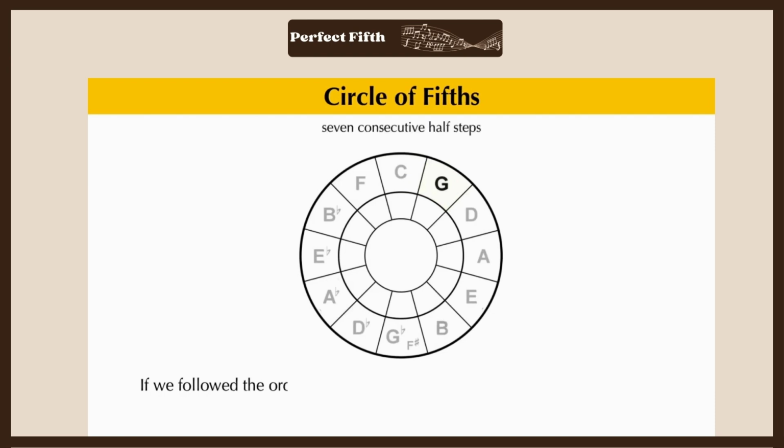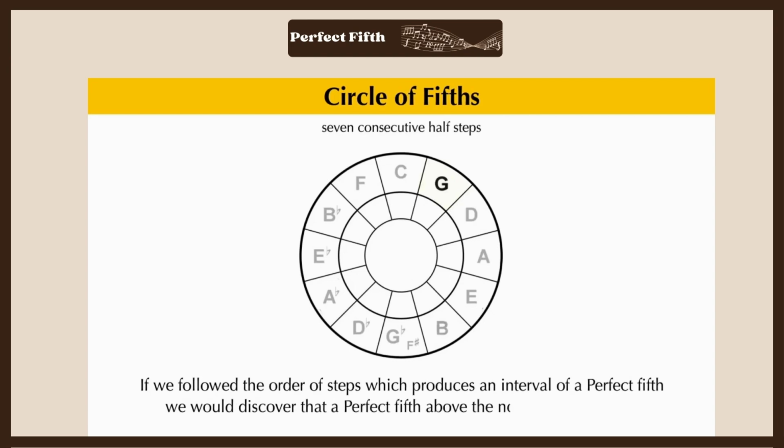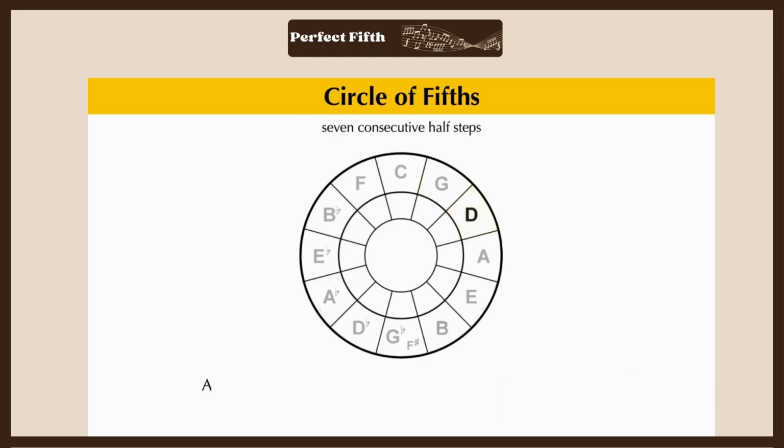If we followed the order of steps which produces an interval of a perfect fifth, we would discover that a perfect fifth above the note G is the note D. An interval of a perfect fifth above the note D is the note A, and so on.